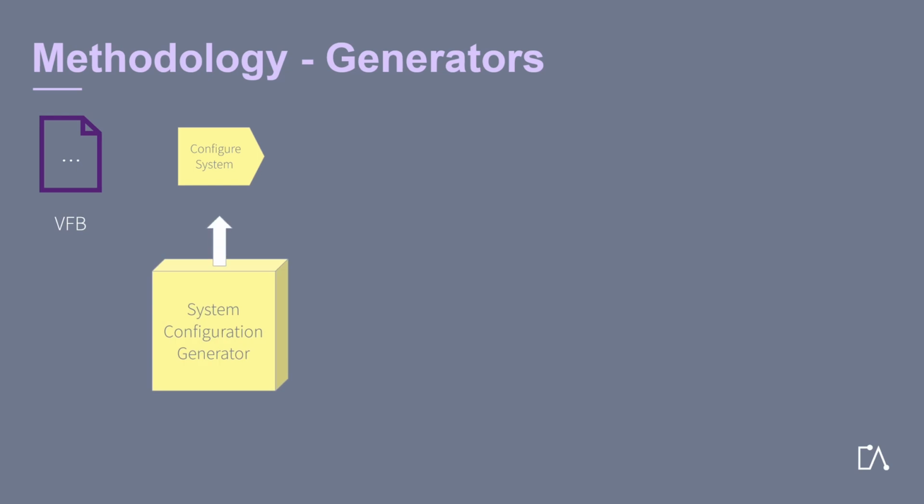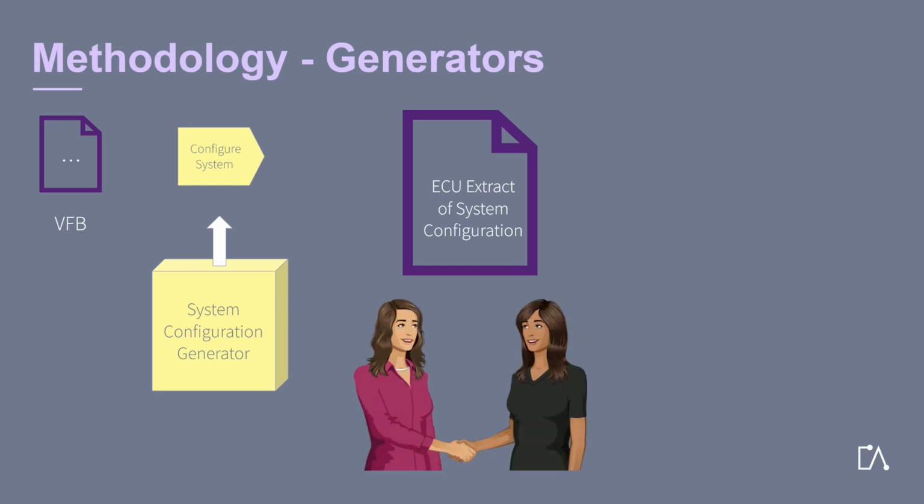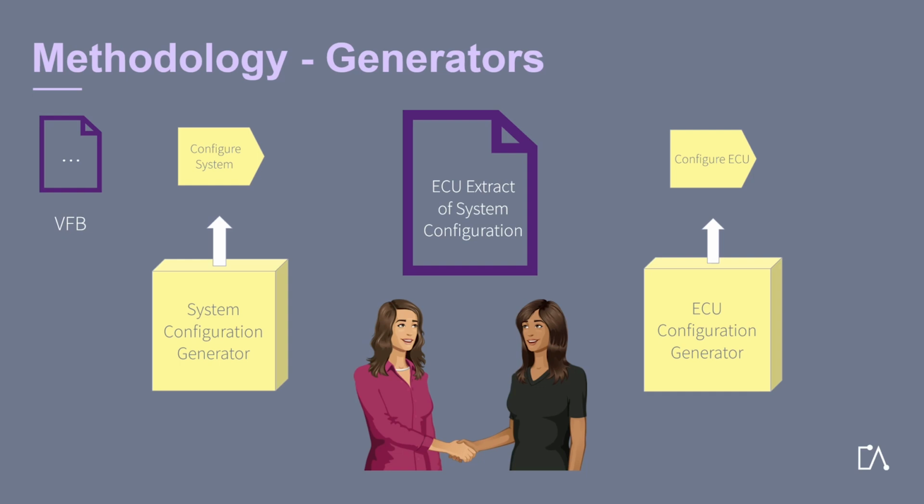After the system is described, the important information for every ECU needs to be extracted and documented in the ECU extract of system configuration. Every supplier gets an extract for its ECU from the OEM. This document holds all the information necessary for the supplier to develop the software for the assigned ECU. They use this document to configure their ECU, with the help of the ECU configuration generator, which generates all necessary documents for the entire configuration of the ECU software. There are a lot more generators for the development of AUTOSAR system, but the ones mentioned here are especially important.